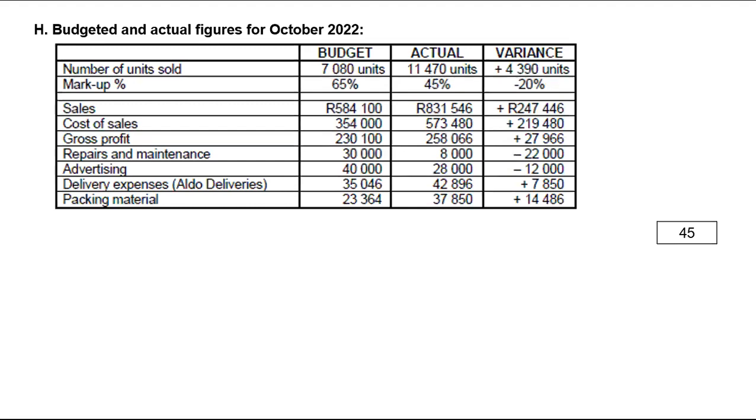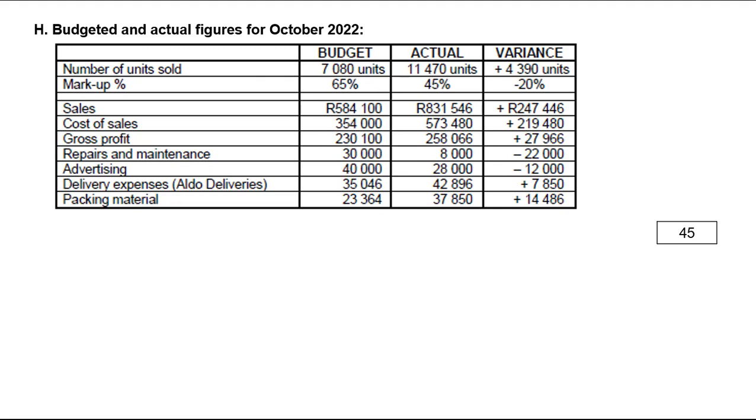And 3.5.2 says that James feels that there has been a lack of control over the amount spent on delivery expenses and packing material. Explain whether James' opinion is correct or not. Let us check those expenses. Delivery expenses. Probably these delivery expenses will also have to do with the fact that, okay, let me just deal with this more than anything. They increased by 7,850.